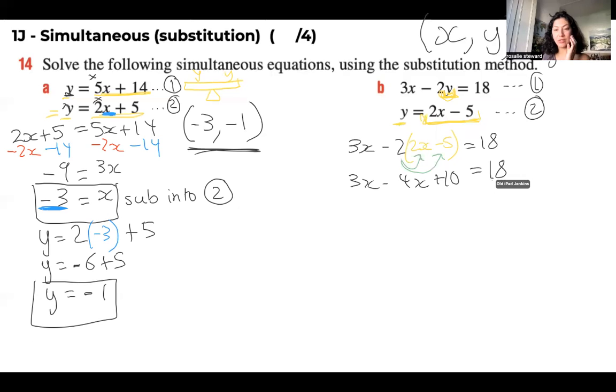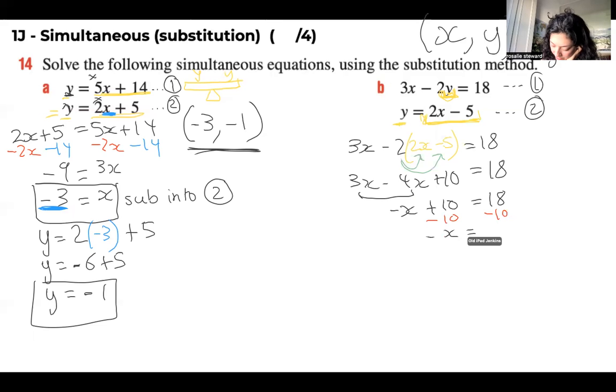So again, you're going to gather your like terms. So 3x minus 4x is -x, plus 10 equals 18. What am I going to do next? -10 from both sides to get rid of it here. Now, -x equals 8. That's great, but we don't like negative x's, they don't really make sense. So how do we get rid of a negative sign? Well, x is 1x, so -x is -1x. So we do the opposite: we divide by -1, meaning that x is -8.